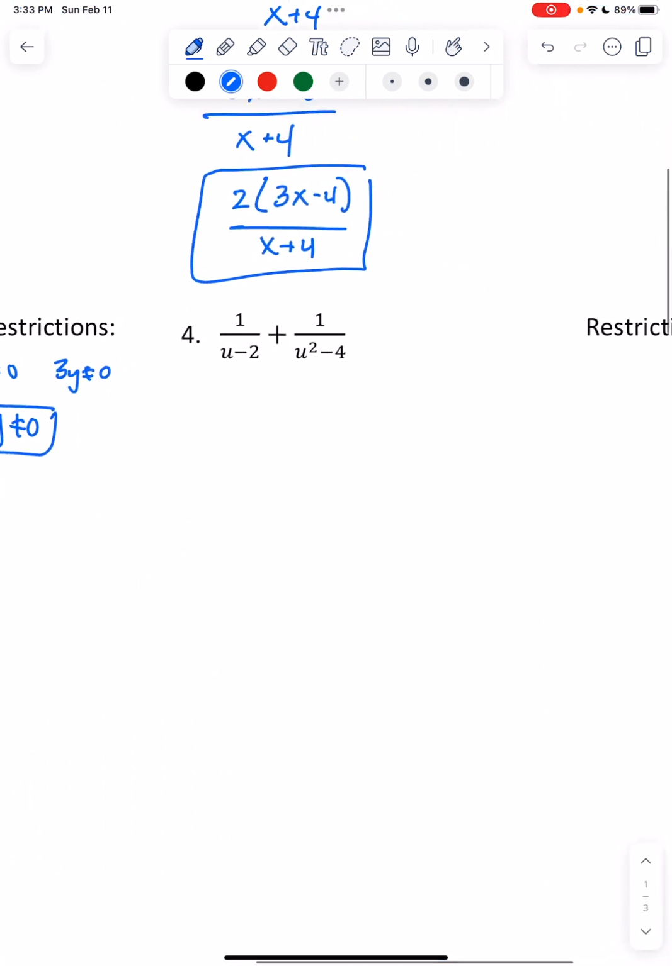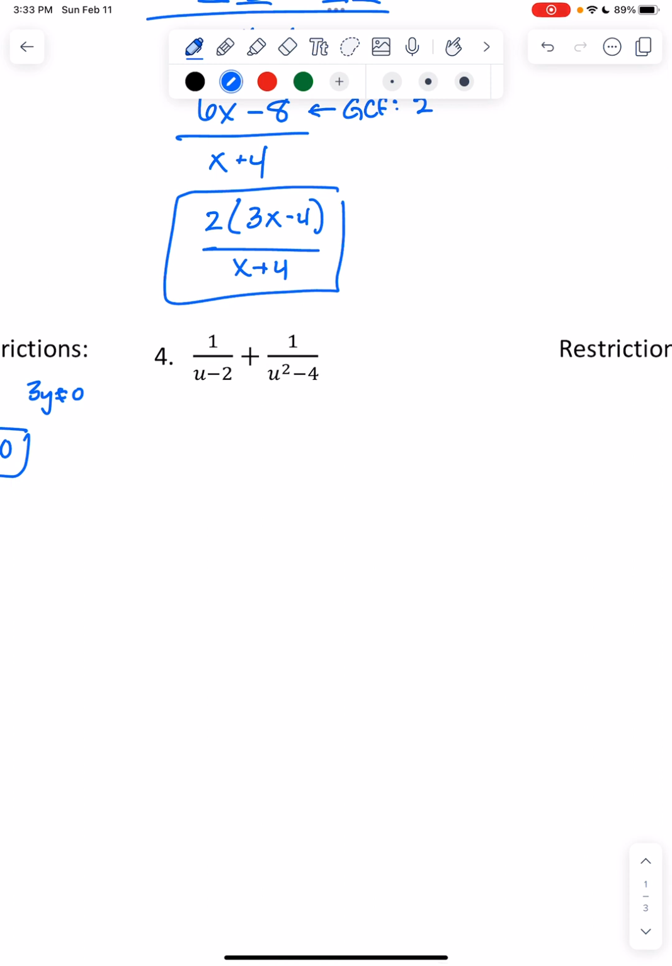And then our last addition one, 1 over u minus 2 plus 1 over u squared minus 4. So this one we can factor. This is a difference of squares.